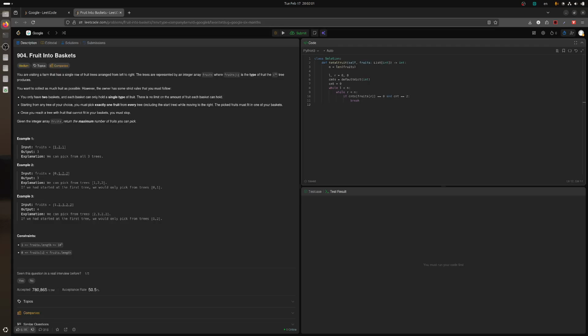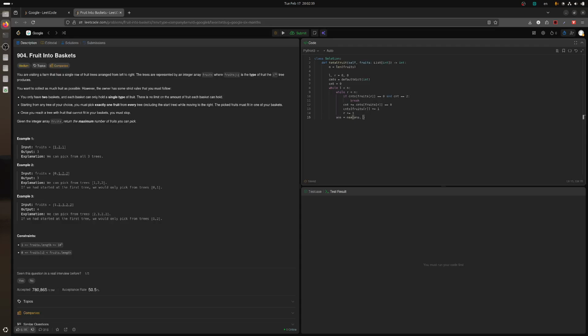Otherwise, count plus equals, count of fruits r equals 0, maybe, I don't know. Okay, and then count of fruits r plus equals 1 and r plus equals 1, fair enough.